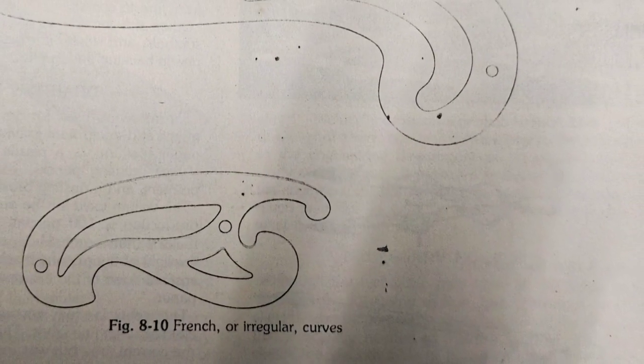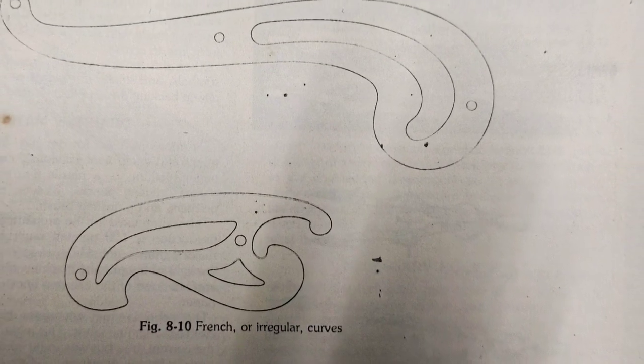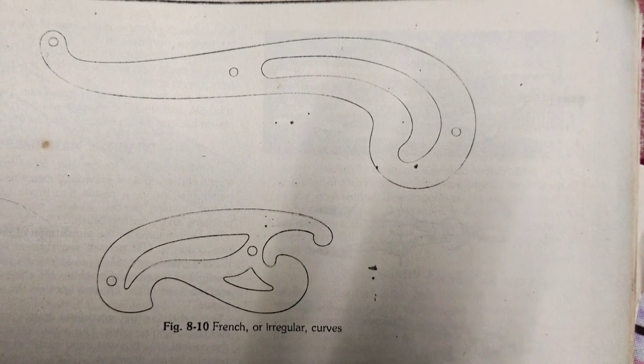Another piece of equipment is the French curve. The French or irregular curve, as shown in the figure, is a curved ruler with a wide range of curvature designed to make possible the production of smoothly curved lines.